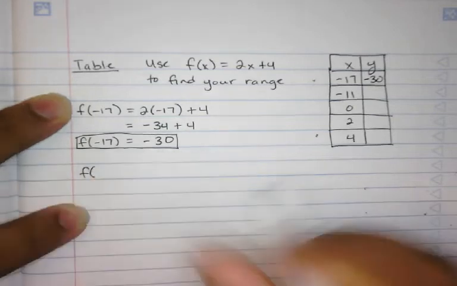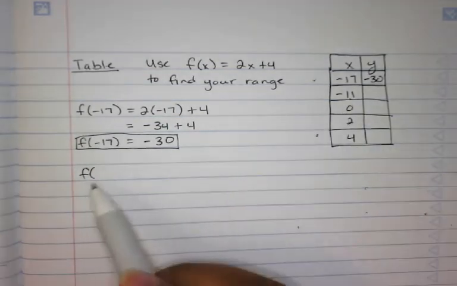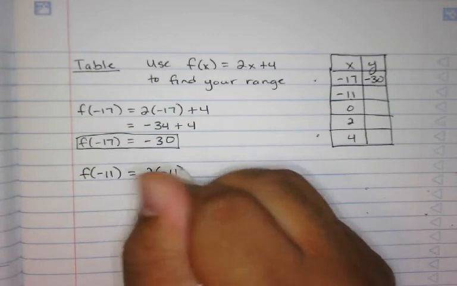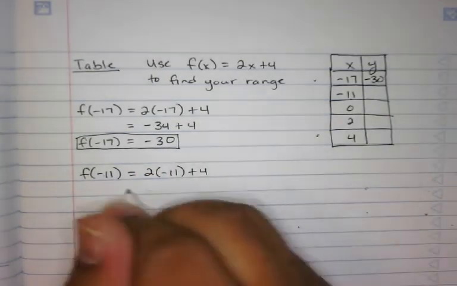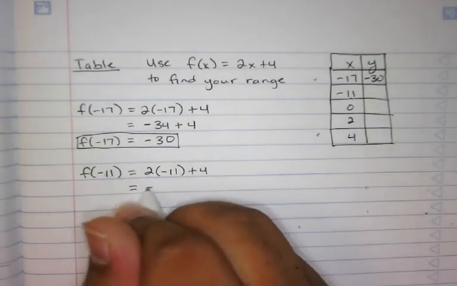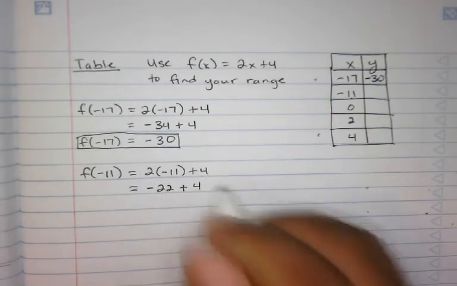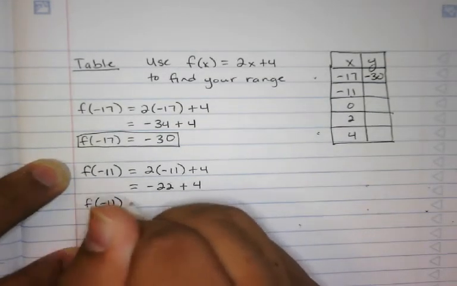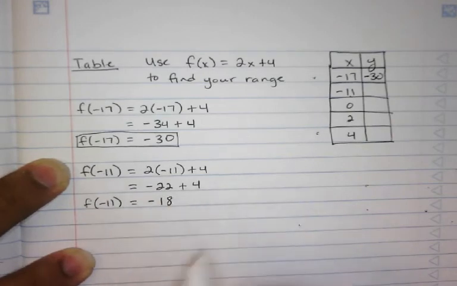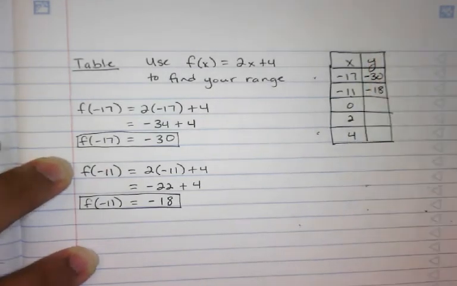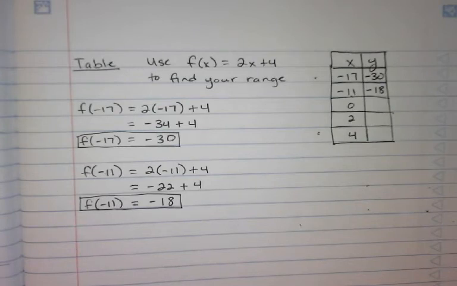So you have f. We're taking negative 11. Oh, we're using it here. So f of negative 11 equals, again, 2 times negative 11 plus 4. Okay, 2 times negative 11 gives me negative 22 plus 4. So f of negative 11 equals negative 18. Okay, and again, you take that and we enter it right here in our range. Okay, we can do the next one.